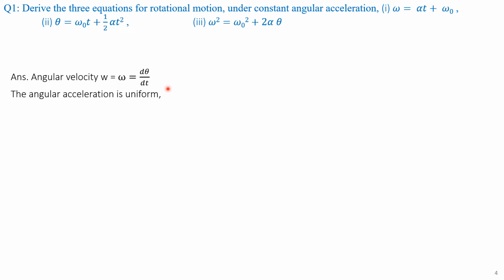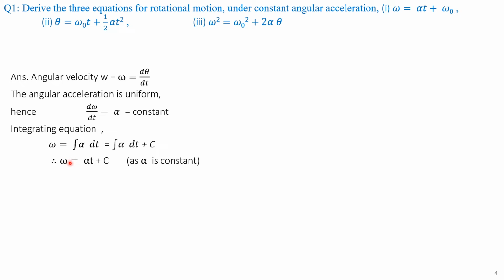Therefore, since it is given that angular acceleration is uniform or constant, d omega by dt is equal to alpha, that is, angular acceleration is equal to constant. Integrating the above equation, we get omega is equal to integral alpha dt, that is equal to integral alpha dt plus c, where c is the constant of integration.